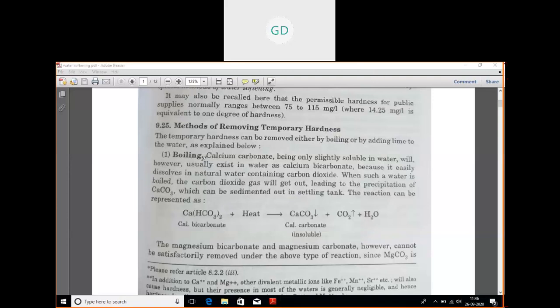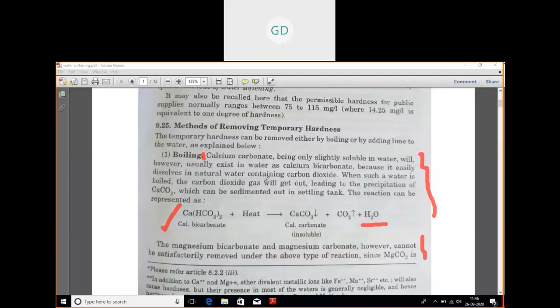You see here it is written: calcium carbonate being only slightly soluble in water, so it remains in water as calcium bicarbonate. Calcium carbonate is not that soluble in water. It will exist in water as calcium bicarbonate because it easily dissolves in natural water containing carbon dioxide. All these chemical equations are explained here. So this one you study by yourself.